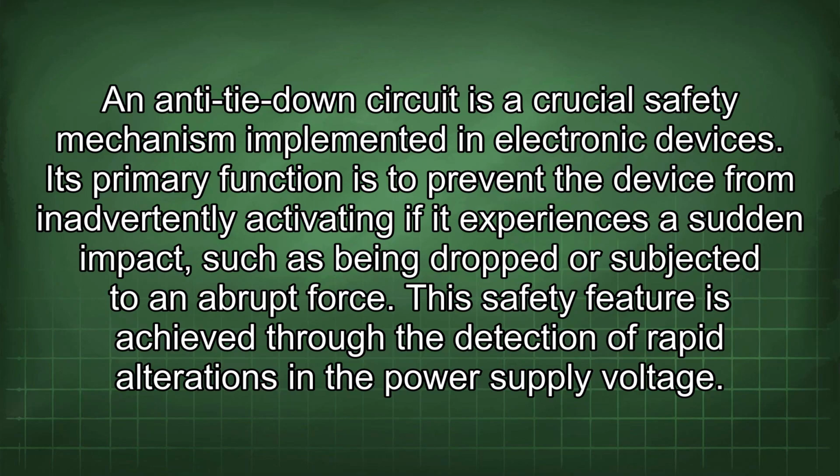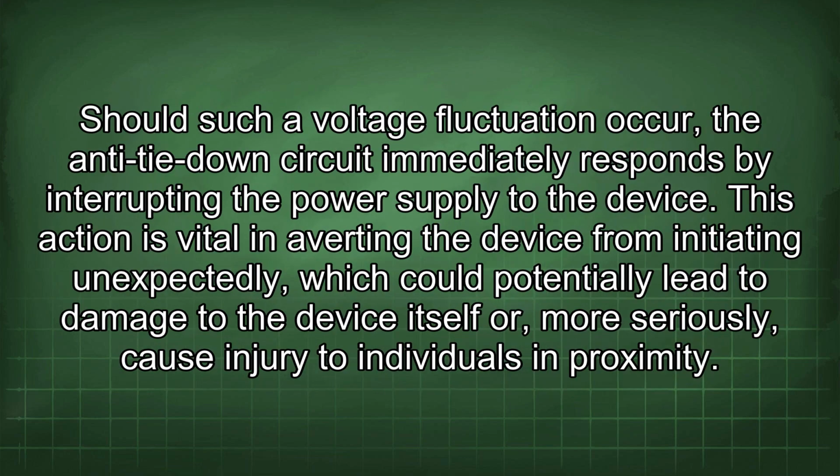An anti-tie-down circuit is a crucial safety mechanism implemented in electronic devices. Its primary function is to prevent a device from inadvertently activating if it experiences a sudden impact, such as being dropped or subjected to an abrupt force. This safety feature is achieved through the detection of rapid alterations in the power supply voltage. Should such a voltage fluctuation occur, the anti-tie-down circuit immediately responds by interrupting the power supply to the device.